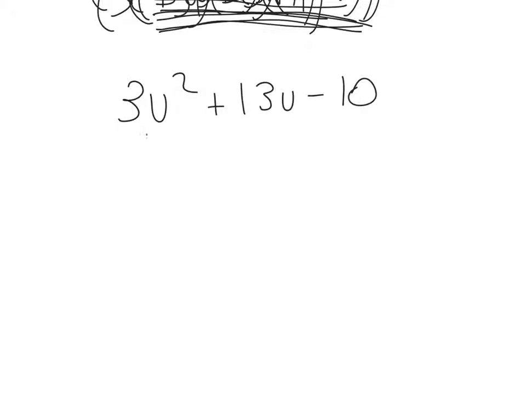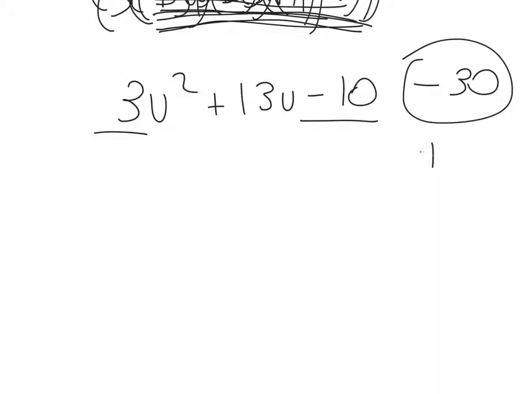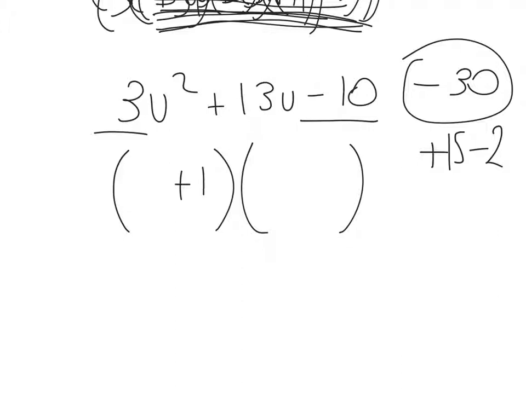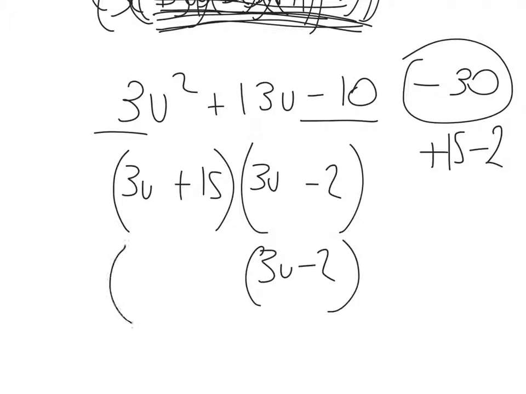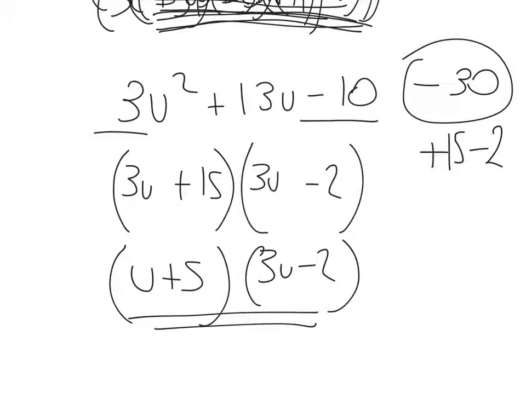3 times minus 10 is minus 30. Signs need to be different. Two numbers that multiply to give minus 30 and add to give 13 will be 15 and minus 2. 15 times minus 2 is minus 30, and 15 minus 2 is 13. So drop in the plus 15, drop in minus 2, drop in 3u and 3u. The second bracket cannot be factorised further, but I can take out a common factor of 3 from the first one, which will bring that down to u plus 5.